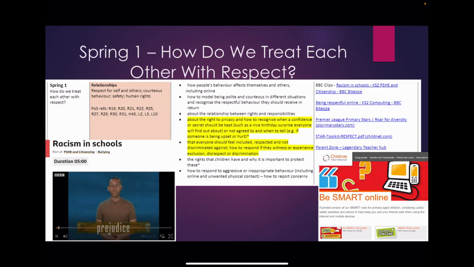We look at the difference between good and bad secrets and being able to recognise when a secret should be kept or when it should be shared with somebody. We also look at how to respond to aggressive and inappropriate behaviour and how to report concerns. So again, we will use online safety websites such as Childnet, and we watch some videos on the BBC website as well.